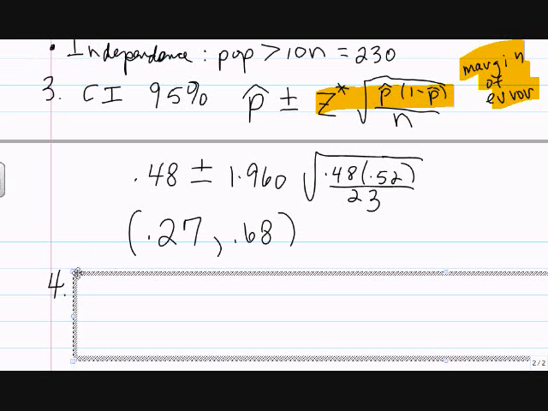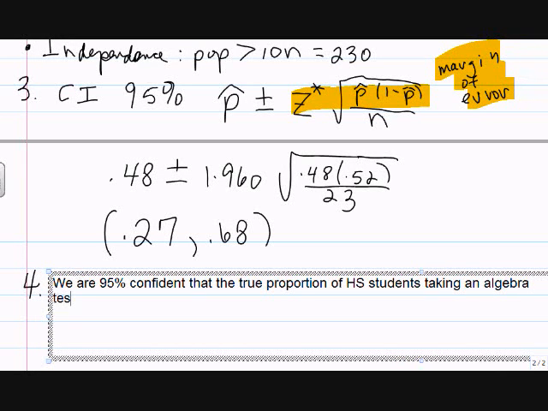Let's go with the text box again. All right. So we are 95% confident that the true or actual proportion or percentage of high school students taking an algebra test do better in a quiet environment is 0.27 to 0.68, or 27 to 68% of the time.